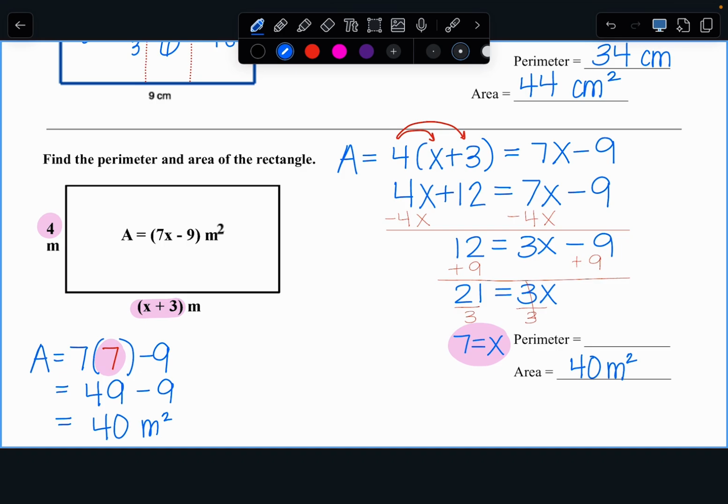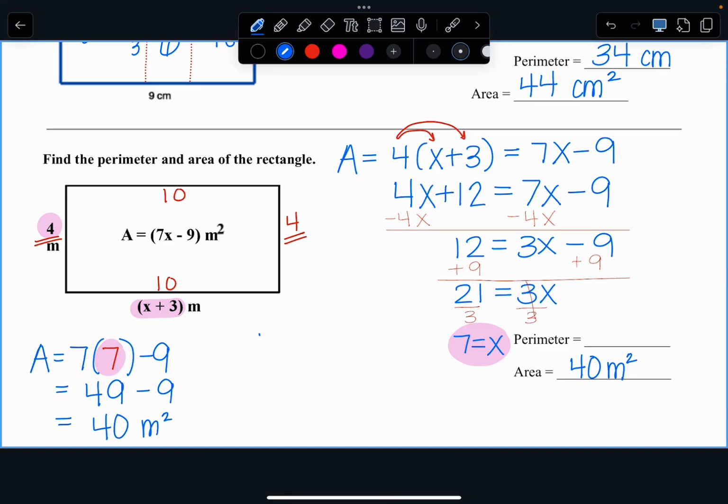We can also use that x to figure out the dimensions around our rectangle. We already know that this is 4, so that also has to be 4. Does that make sense? If we plug 7 in here, what is the length of this whole section? 10. Good. So let's label that as 10 and 10.